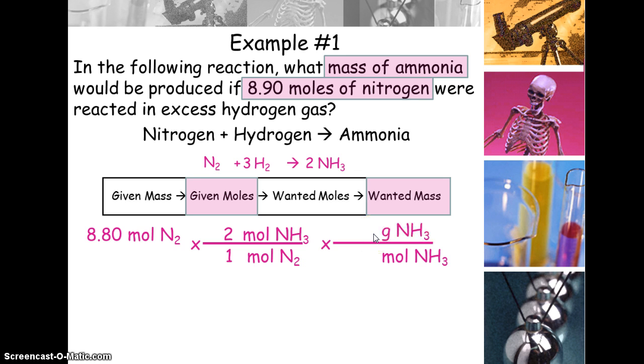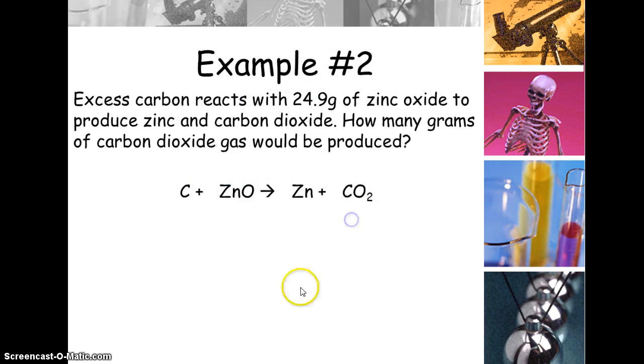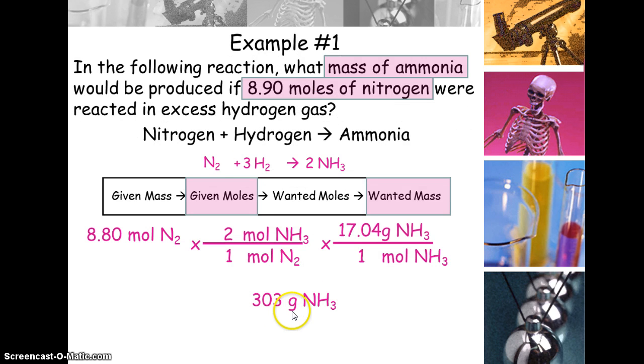So we set it up on the bottom. We're going from moles of ammonia to mass of ammonia. For every 1 mole of ammonia, it's going to weigh 17.04 grams. 17.04 is the molar mass of ammonia. Now we've got all of our railroad tracks set up. The next step is just multiply everything on top, divide by everything on the bottom. So that's 8.9 times 2 times 17 gives us 303 grams of ammonia. That's our final answer, our wanted mass.